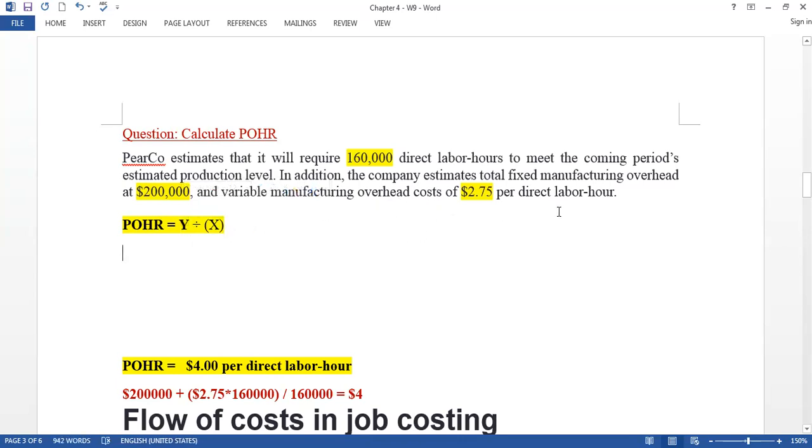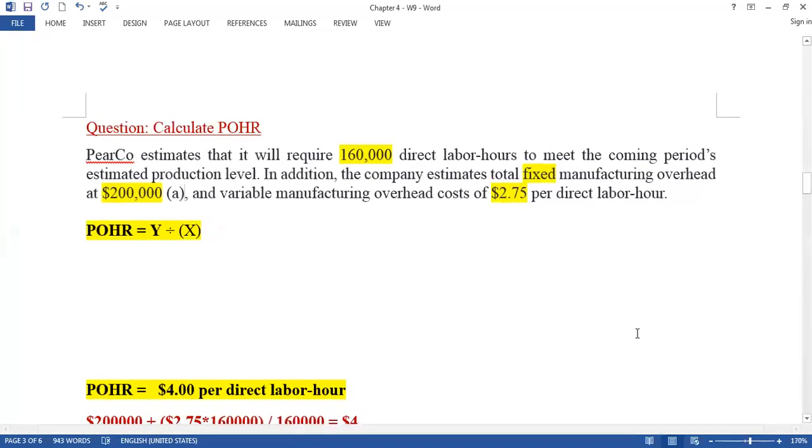So which one is A? Look at this question. Total fixed manufacturing overhead is given, right? $200,000. It means that this is A, because according to the formula, y equal a plus bx, a is the fixed cost. And $2.75 per direct labor hour, is this B or X? B. Very good. This is B.